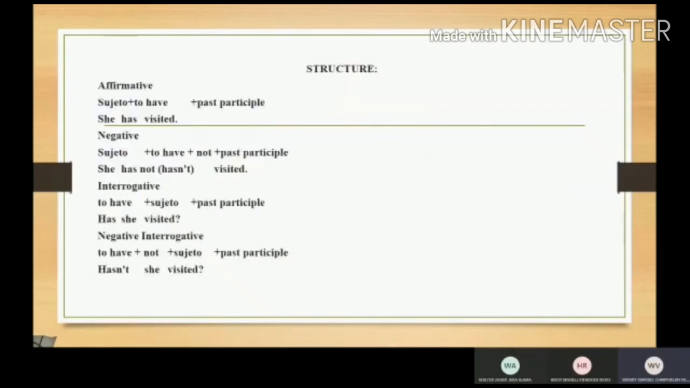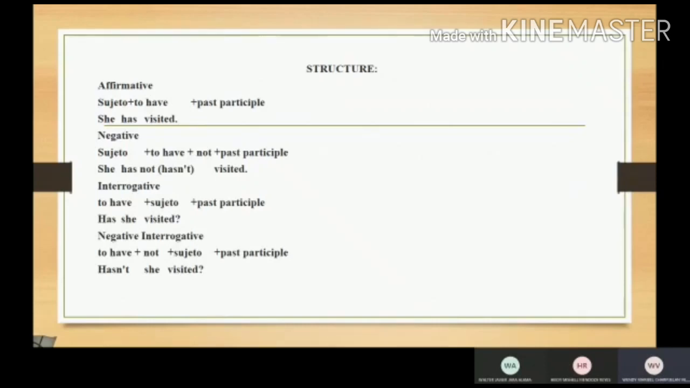Structure. Affirmative: subject plus to have plus past participle. Example: she has visited. Negative: subject plus to have plus not plus past participle. Example: she has not, or hasn't, visited.